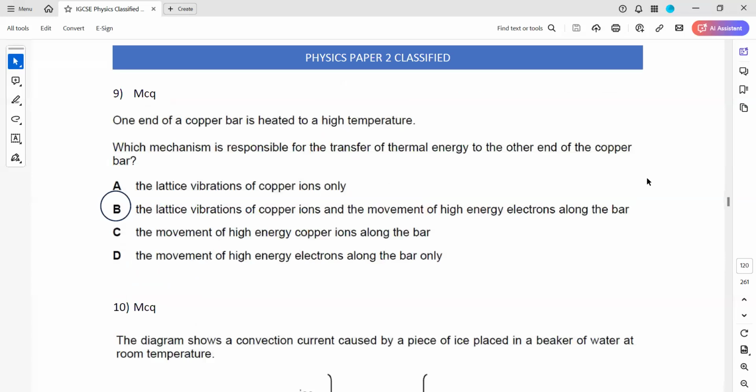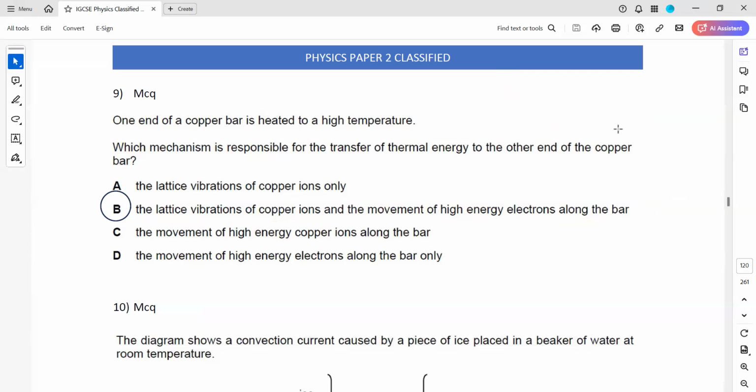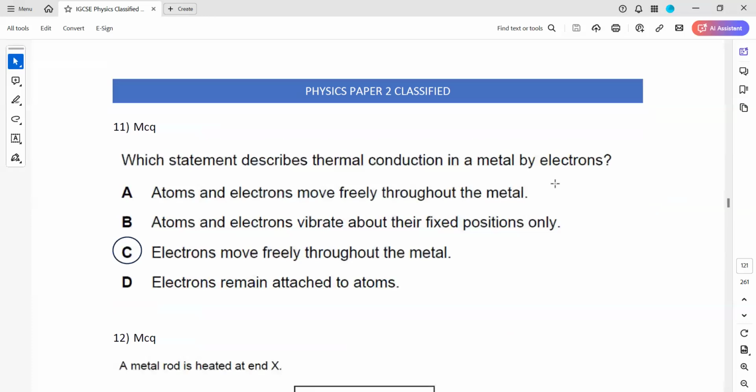Question 9, one end of a copper bar is heated. What is the mechanism? It is lattice vibration and the movement of electrons. That's conduction. In conduction, the ions vibrate and transfer energy, and the movement of electrons does as well. So both happen. The main one is the electron movement, and the secondary one is the lattice vibration, but both happen.